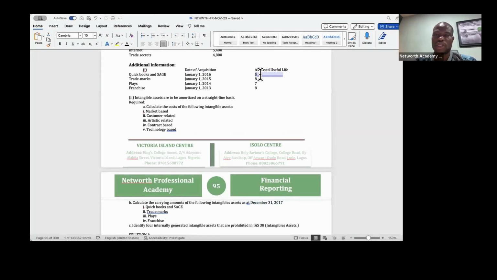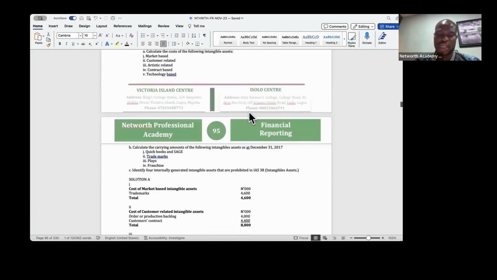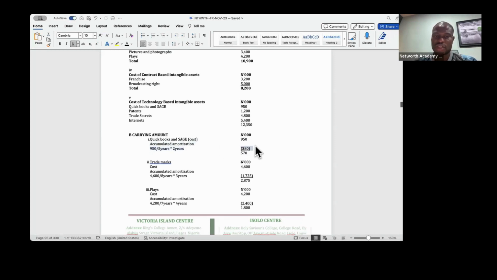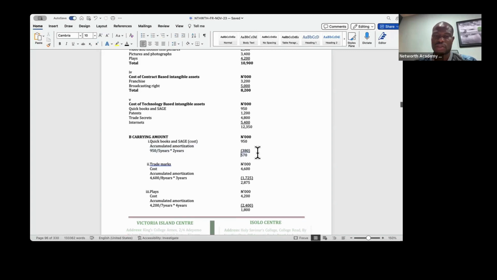That would give my amortization per annum. I will just multiply it by 2 years, and that's what I did here. So I got the cost, 950. The accumulated amortization, 950 divided by 5 multiplied by 2, gives me 380. My carrying amount is now 950 minus 380, and that's 570.